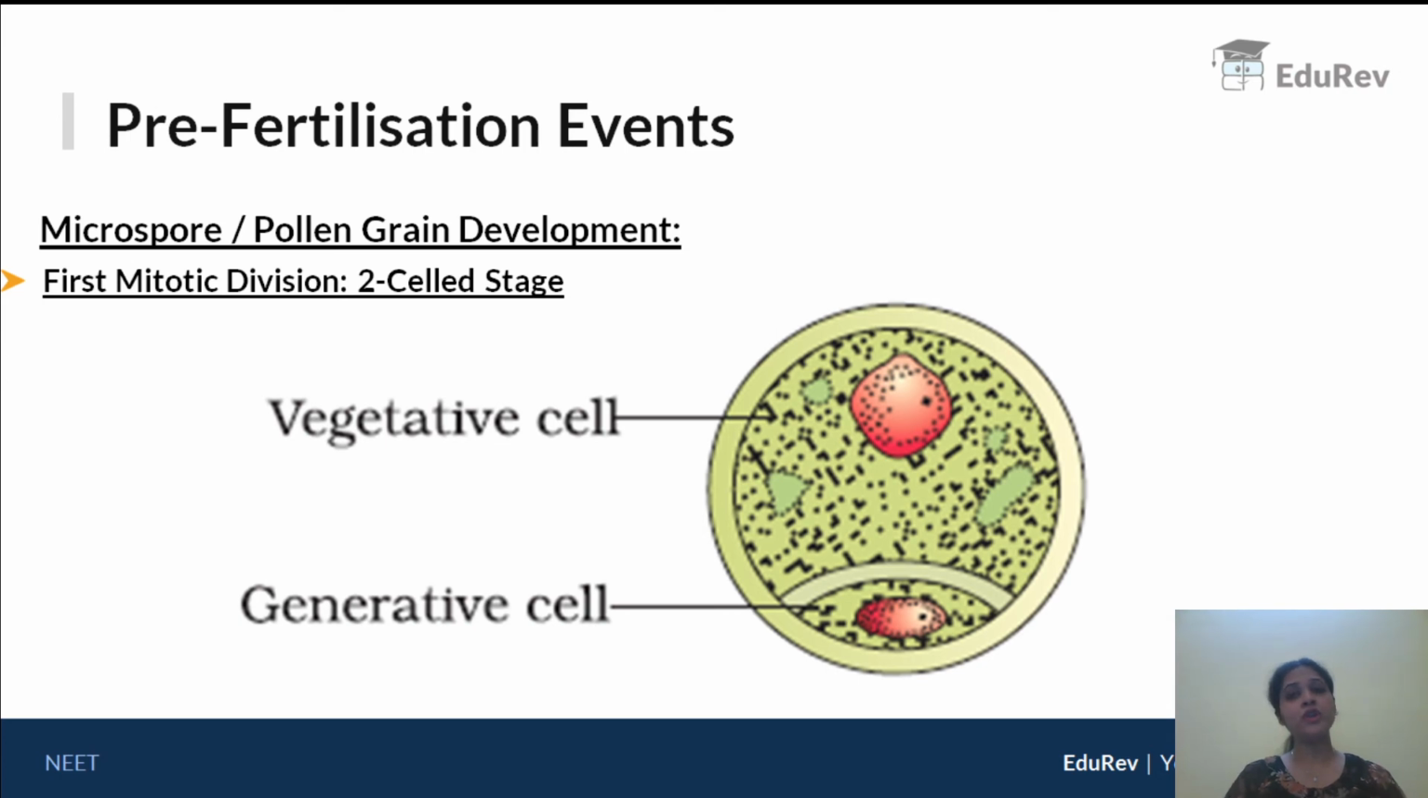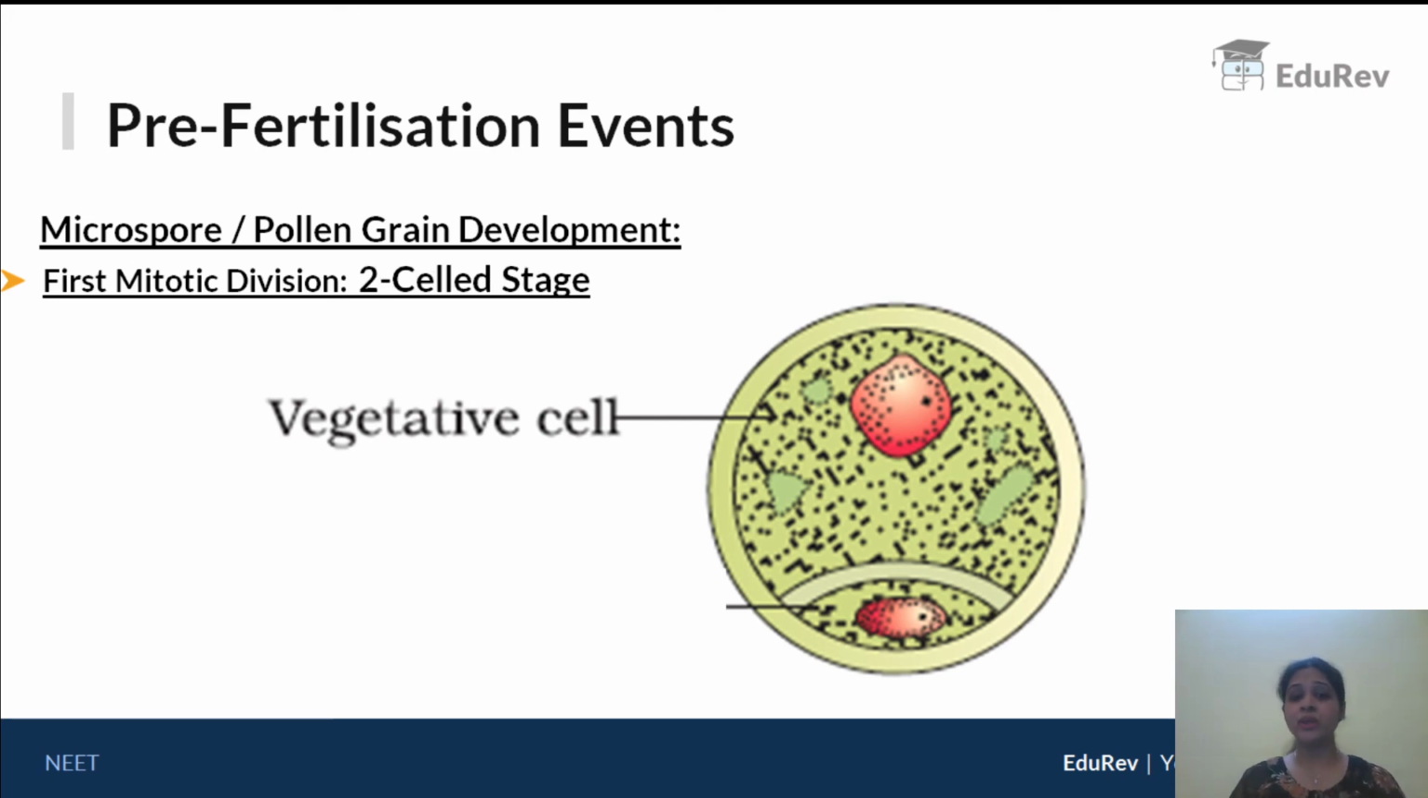Now, up to this particular point, development took place in the flower on the plant. Now, most angiosperms, around 60% of angiosperms, will have anther dehiscence and pollen grain release at this particular stage. Okay, the remaining 40% wait for a little bit of time, but 60% will release their pollen grain at this particular stage. Now, let's try to understand the functions of these individual cells, starting with the vegetative cell.